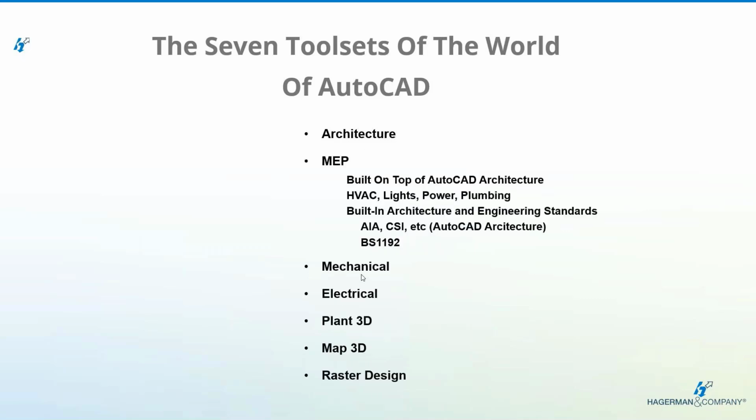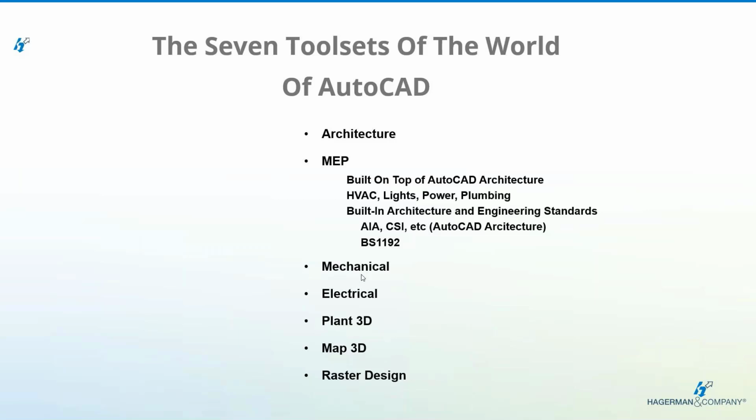AutoCAD MEP is built on top of AutoCAD Architecture, so you do not have to install Architecture if you're going to use MEP. You can just install MEP. It has all the AutoCAD Architecture features, but in addition, it has the HVAC, the lights, the power, the plumbing, all the stuff that goes inside your building, fire protection, and it has built-in architecture and engineering standards.